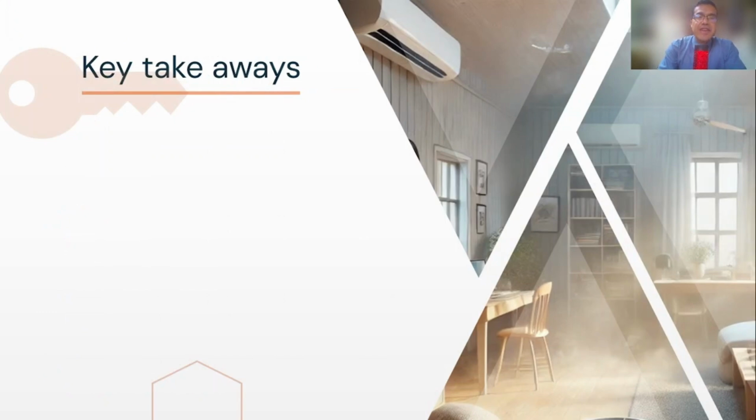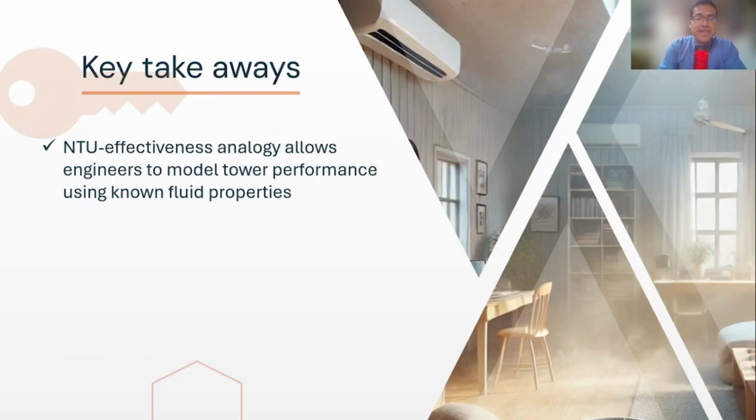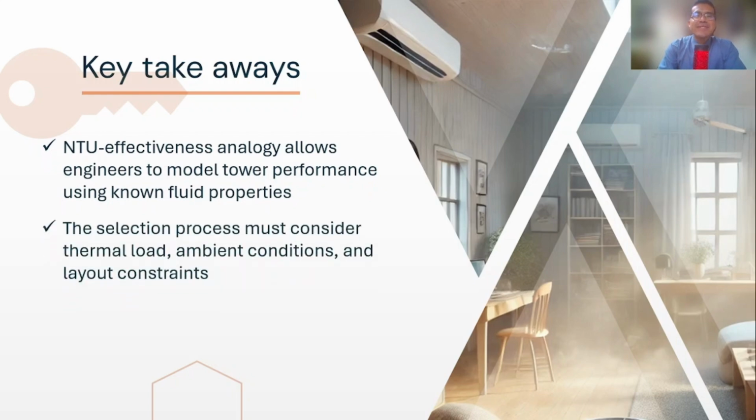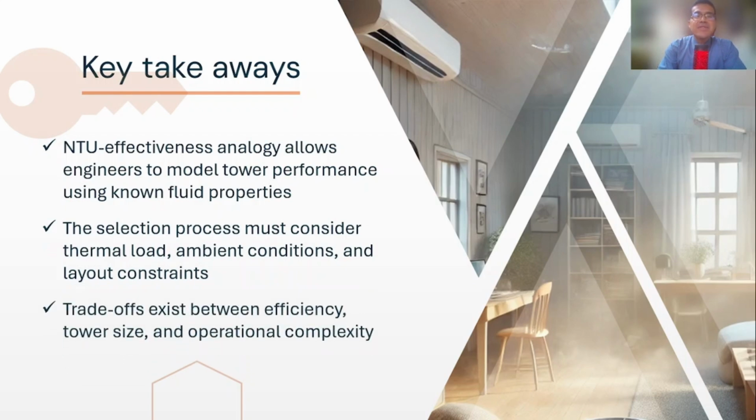Finally, some key takeaways from this lesson. The NTU effectiveness method provides a structured approach to understanding tower heat rejection and estimating performance. Cooling tower selection must consider more than thermal load. Layout, climate, and cost also matter. And every design involves trade-offs. A lower approach may increase efficiency, but at the cost of space, water use, or capital investment.